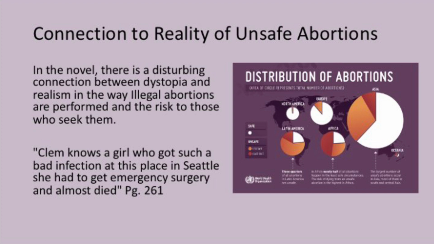I've thrown in a quote here from page 264, and it's, "Clem knows a girl who got such a bad infection at this place in Seattle she had to get emergency surgery and almost died." So that is coming from Maddie, who is currently seeking an illegal abortion. And I think that there's just kind of a haunting connection between how the dystopia really highlights how illegal abortions were performed in the 70s and so on.